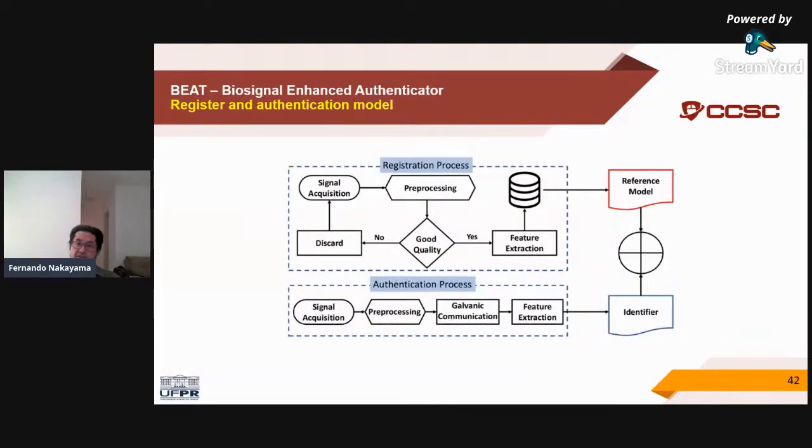With the collected signal, we build a reference model that represents a user signature. And for the authentication process, we build an identifier model. And the comparison of those models grants or denies authentication.